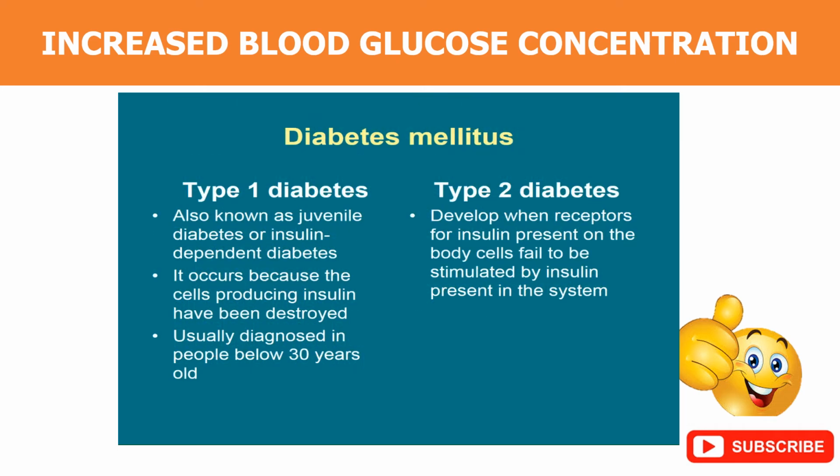Further information on type 1 diabetes and type 2 diabetes. Type 1 diabetes is also known as juvenile diabetes or insulin-dependent diabetes. It occurs because the cells producing insulin have been destroyed. It is usually diagnosed in people below 30 years old. Type 2 diabetes develops when receptors for insulin present on the body cells fail to be stimulated by the insulin present in the system.